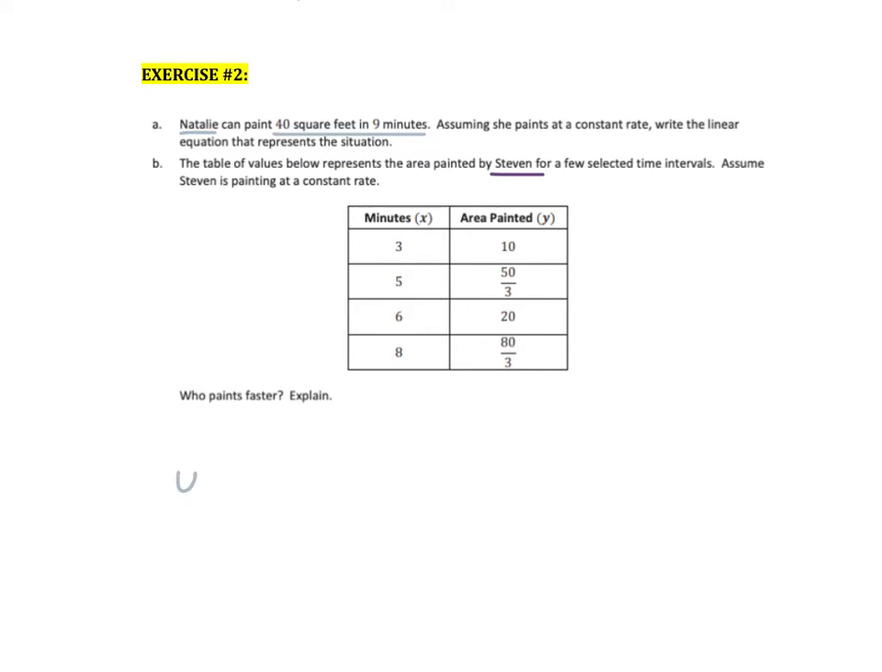So Natalie, distance over time, and we're done with Natalie for the moment. We don't need to simplify her down to a decimal. It's going to give me a repeating decimal, so for right now, we'll leave it alone. Let's take a look at Stephen. The table of values below represents the area painted by Stephen for a few selected time intervals. Assume Stephen is painting at a constant rate.